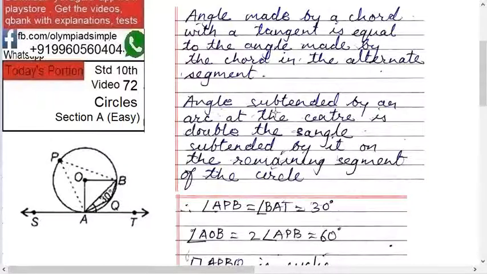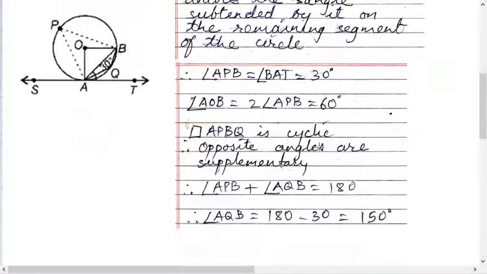So next is angle subtended by an arc at the center is double the angle subtended by it on the remaining segment of the circle. Means what? This angle AOB is double of angle APB. That's the meaning. The angle subtended at the center is double that of the angle subtended on the remaining circle, right? So now it's easy.